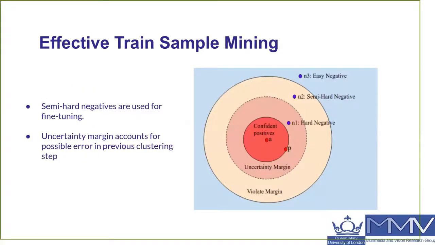To avoid network overfitting, we try to select the critical training samples and filter out the less informative. In our sample mining algorithm, we select samples that are informative but also not too hard to train, so as not to swamp our training process. And we also consider the possible error introduced in the previous clustering step.